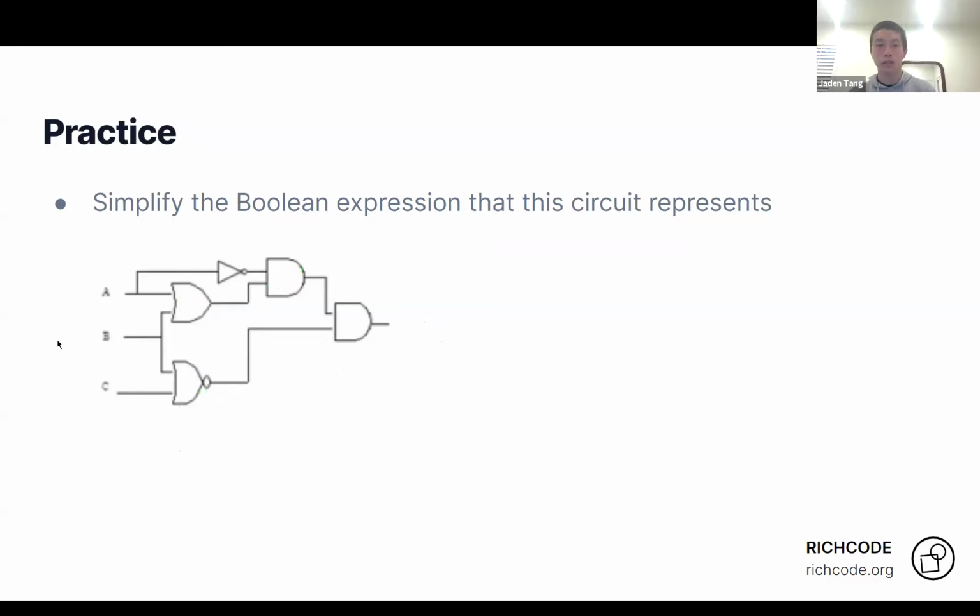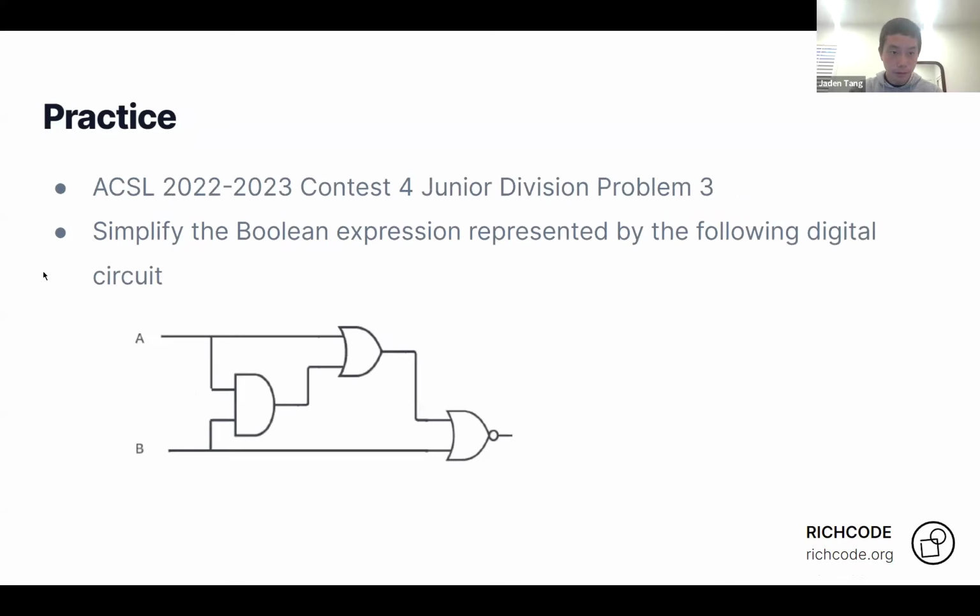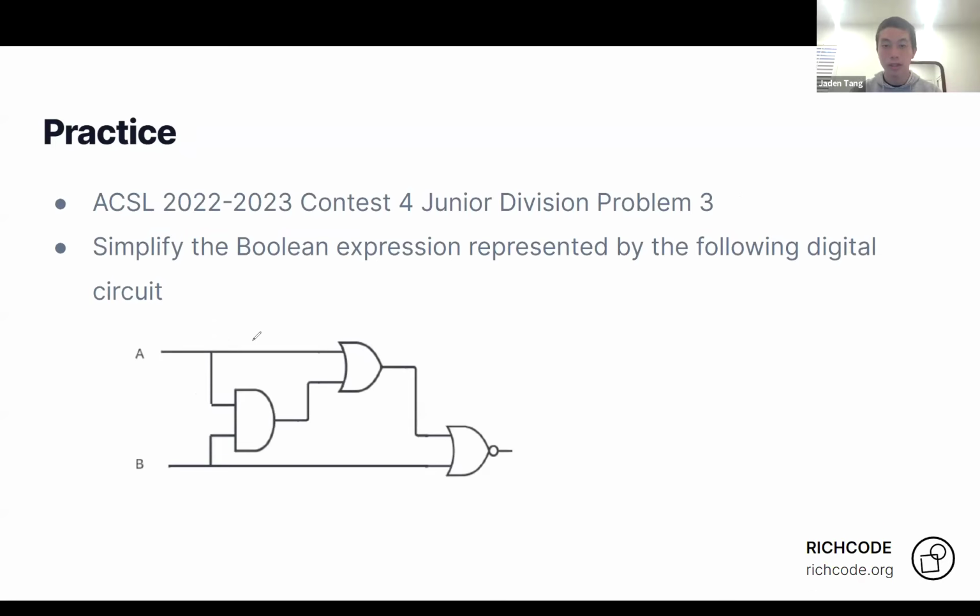Does anyone have any questions? Not, let's move on. We're given this Boolean expression, and we are asked to simplify it as much as possible.